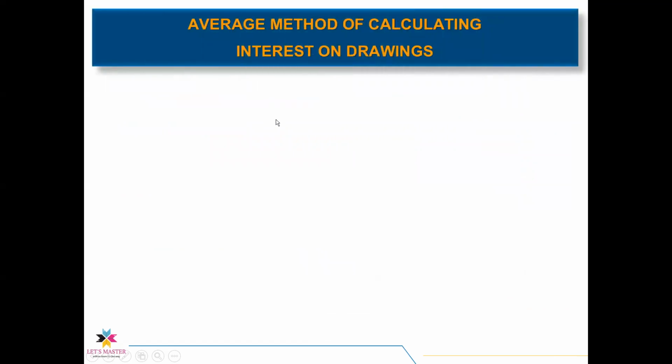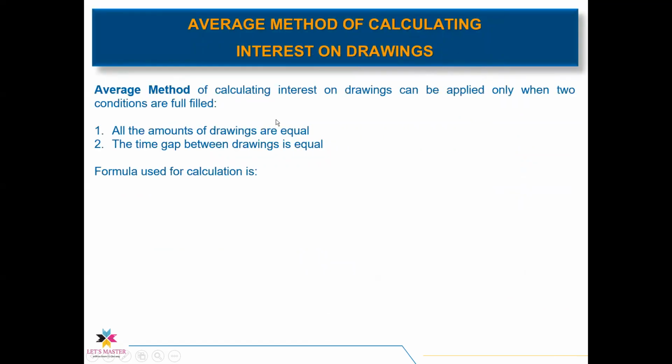Now, the third method of calculating interest on drawings is average method. So the average method of calculating interest on drawings can be applied only when two conditions are fulfilled. So the simple method and the product method can be used for calculating interest on drawings in any circumstance. But if you want to use the average method, then the two conditions must be fulfilled.